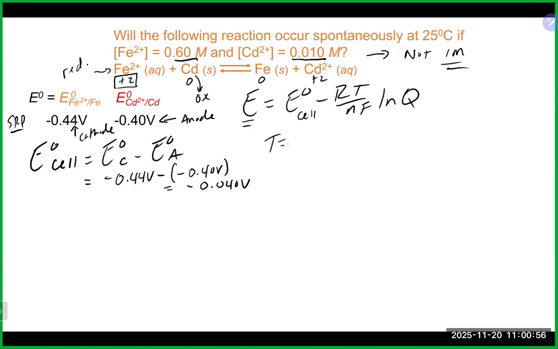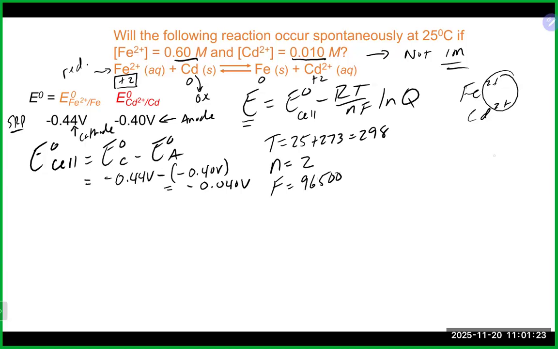Obviously here our temperature is going to be 298. Our N in this case is going to be 2. I know that because I'm dealing with iron 2 and cadmium 2, which means they both lost 2 electrons, so N would be 2 in this case. F obviously is our constant. And in this case, we do need Q, which would be our cadmium divided by our iron 2.